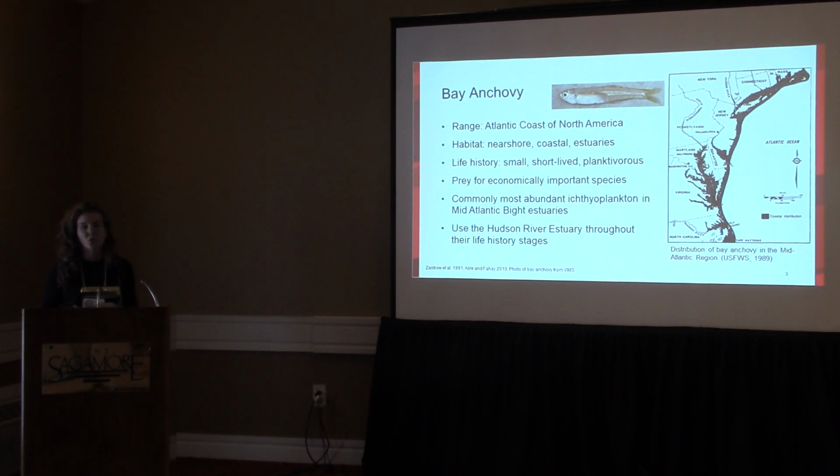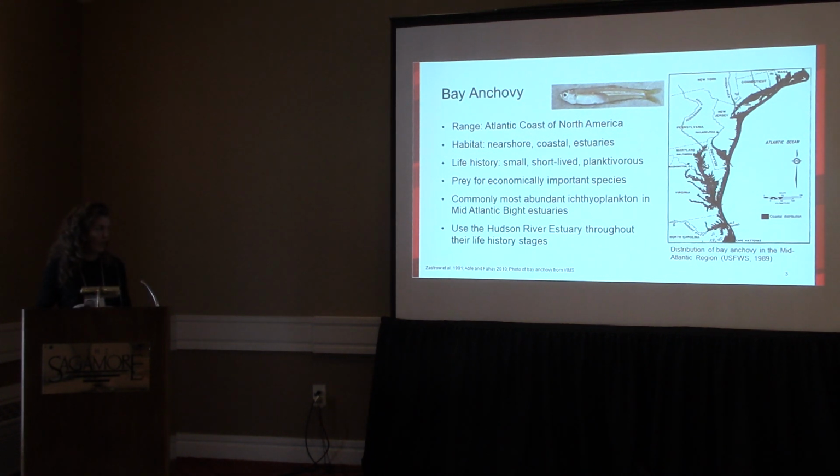They're found in nearshore coastal, estuarine, and marine waters and can tolerate a broad range of salinities and temperature. They're small, typically less than 100 millimeters fork length, short-lived, only living 2 to 3 years, and are planktivorous. They're prey for economically and recreationally important species such as striped bass and bluefish. They're commonly the most abundant ichthyoplankton in mid-Atlantic bay estuaries, especially during the summer months.